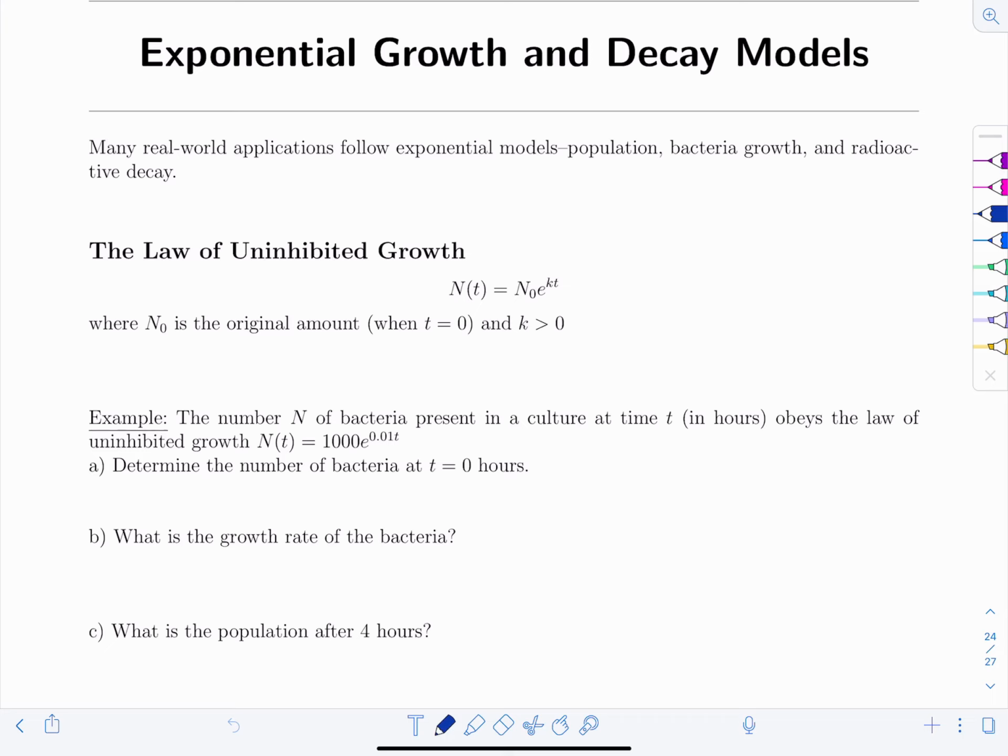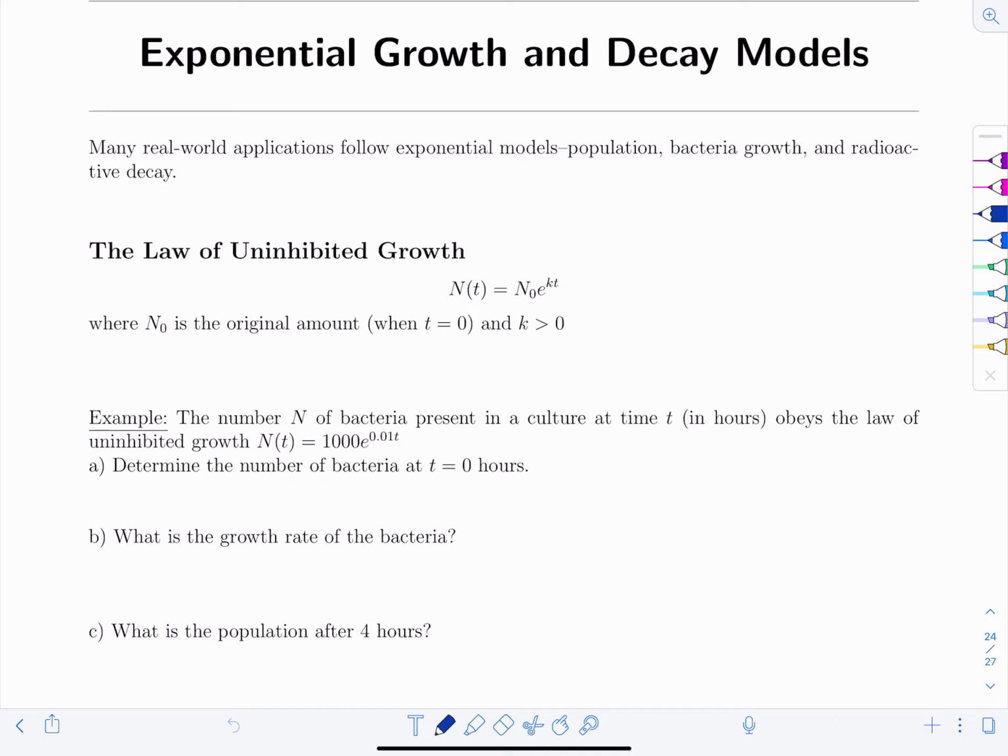Precalculus video lecture number 27 on exponential growth and decay models. Now, many real-world applications follow exponential models. If you think about it, populations grow exponentially, bacteria grow exponentially, diseases can spread exponentially, radioactive substances decay exponentially.